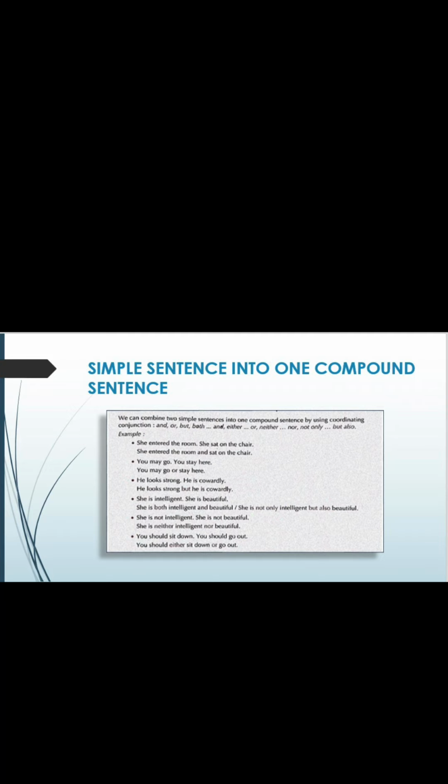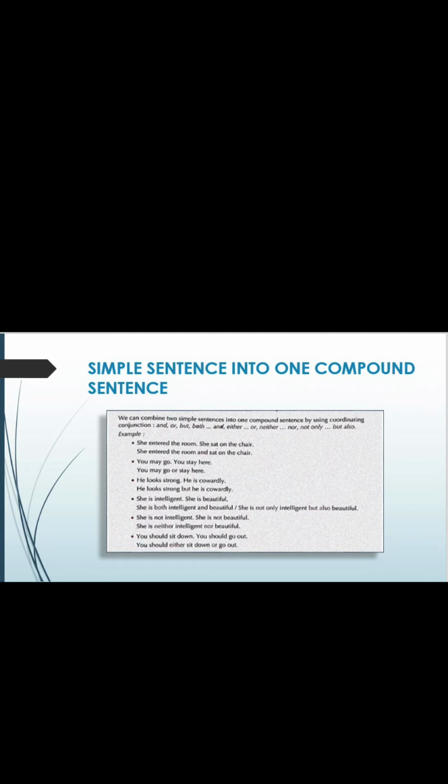So for example, if I say, she entered the room, she sat on the chair: she entered the room and sat on the chair. If I look at the fourth sentence, she is intelligent, she is beautiful: she is both intelligent and beautiful. We could even say she is not only intelligent but also beautiful. Now the next one: she is not intelligent, she is not beautiful. So what would I say? She is neither intelligent nor beautiful.